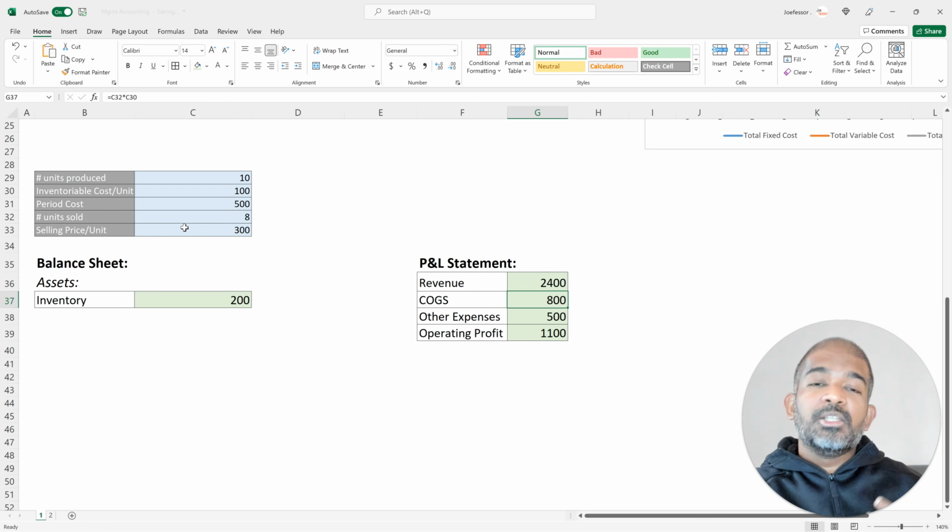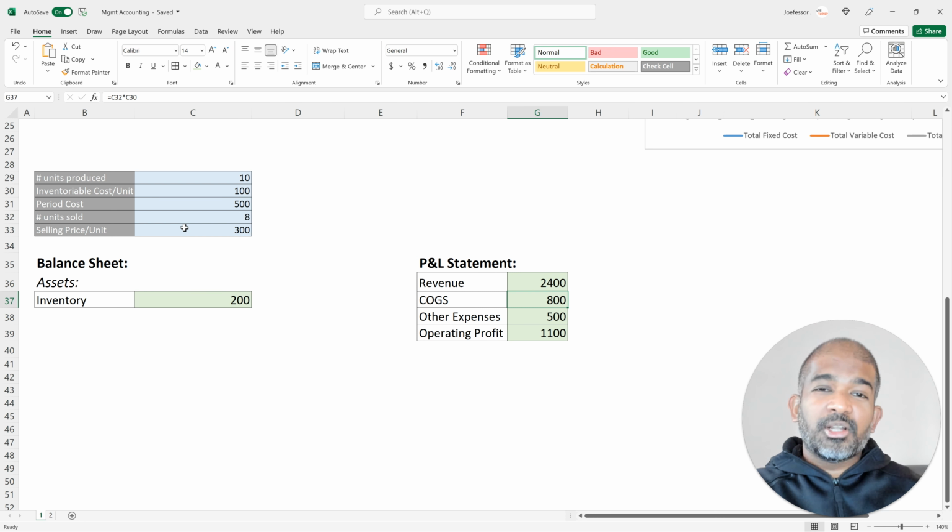So we can see that inventoriable costs are costs that are not directly expensed when the production takes place, but rather they are expensed only when the product is being sold. On the other hand, period costs are expensed directly in the period in which they are incurred.